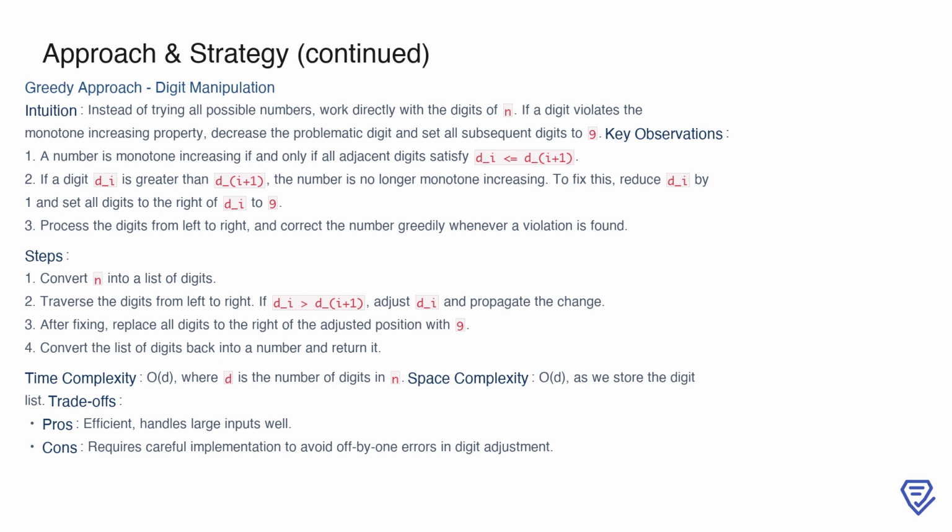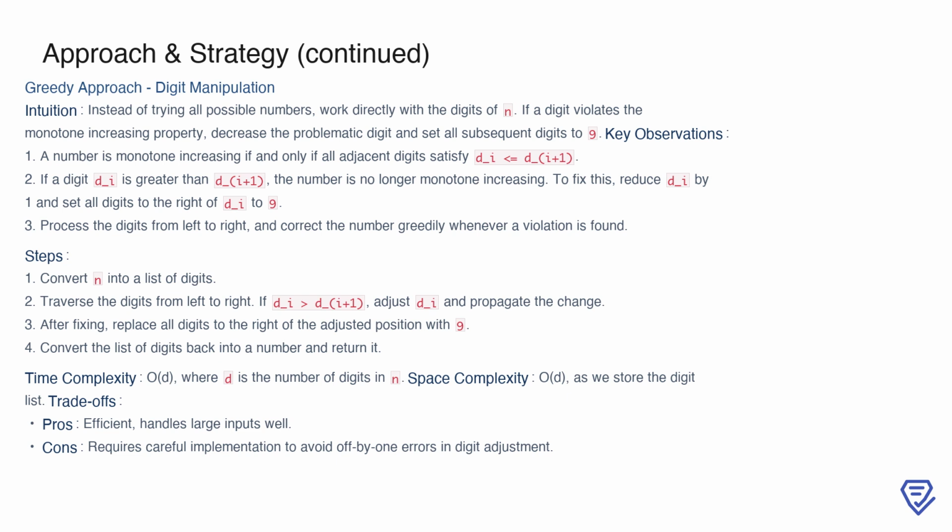Instead of generating all possible candidates, we analyze the digits of n to fix any violations of the monotone increasing property. The key observation here is that a number is monotone increasing only if all adjacent digits satisfy the condition d_i is less than or equal to d_i plus 1. If we find a digit where d_i is greater than d_i plus 1, the number becomes invalid.